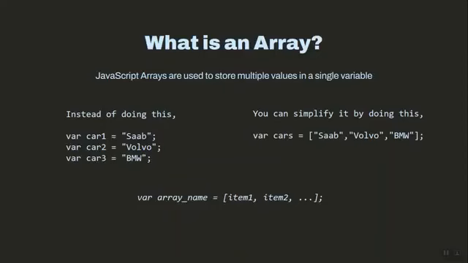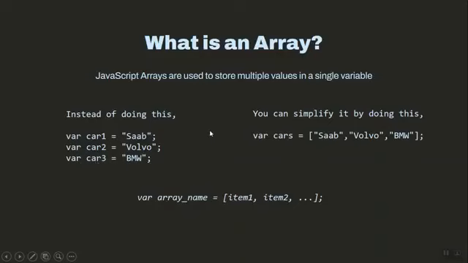JavaScript arrays are used to store multiple values in a single variable. You could think of an array in real life as a big box. This box could contain multiple objects inside. So that's how an array works. Instead of creating a variable for each car, for example, if I ask you to declare a variable for these three cars, Saab, Volvo, and BMW, that would give you car1 as Saab, car2 as Volvo, and car3 as BMW.